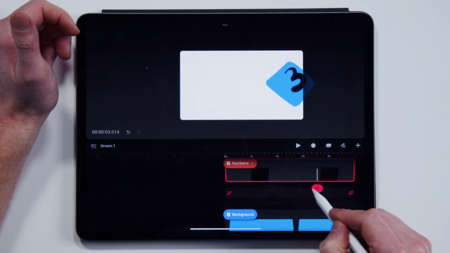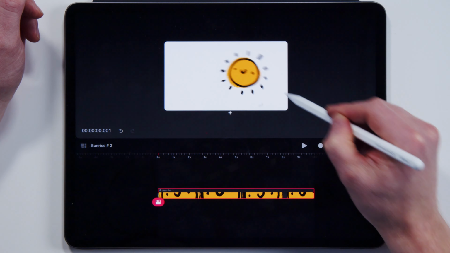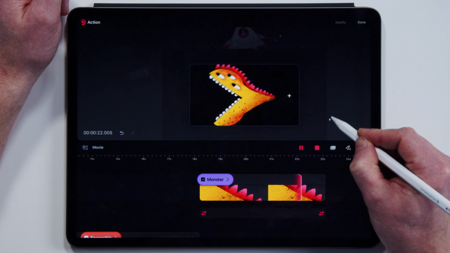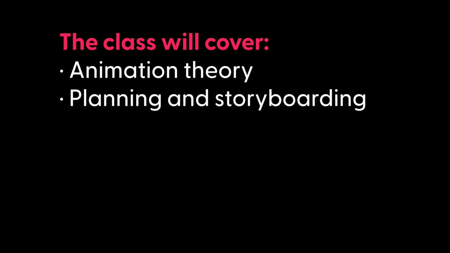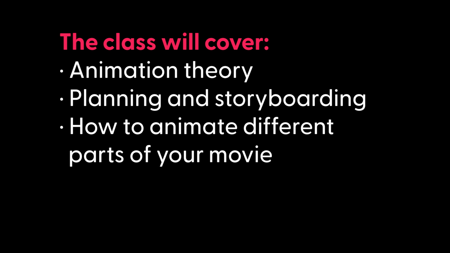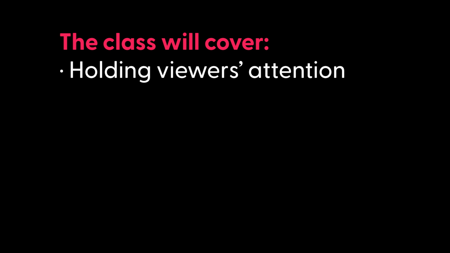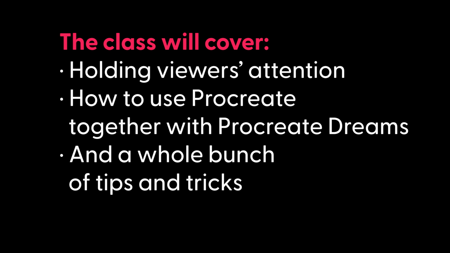I kick this class off by showing you how to navigate Procreate Dreams and how to create basic animations. Then we jump into the class project. This is where you'll follow along and learn a ton about Procreate Dreams and about animation in general. We'll be creating a spaceship movie, complete with aliens and voiceovers and drama. The class will cover animation theory, planning and storyboarding, how to animate different parts of your movie, adding sound, creating scenes, holding viewers' attention, how to use Procreate together with Procreate Dreams, and a whole bunch of tips and tricks.